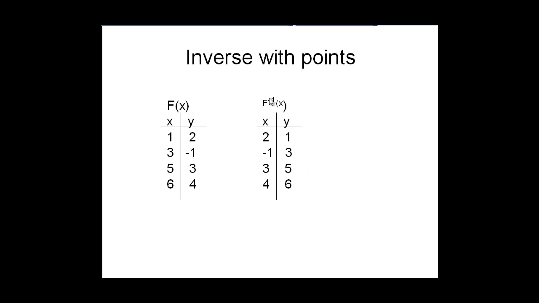Okay, now if we're looking at just a set of points, if our function is (1, 2), (3, negative 1), (5, 3), and (6, 4), to get the inverse, all you do is invert the points. The y values become the x values. They just change places. So (1, 2) turns into (2, 1). You just invert them. (3, negative 1) turns into (negative 1, 3). (5, 3) turns into (3, 5). (6, 4) turns into (4, 6). We just transpose the places. So that's what's going to happen if we have a number line or a chart.